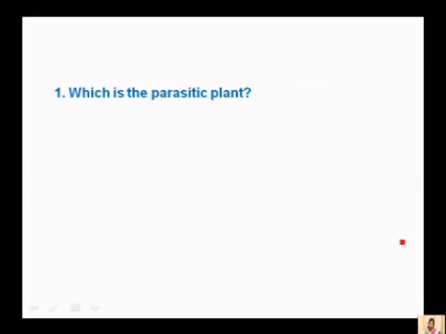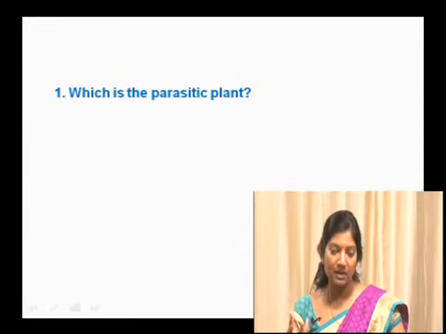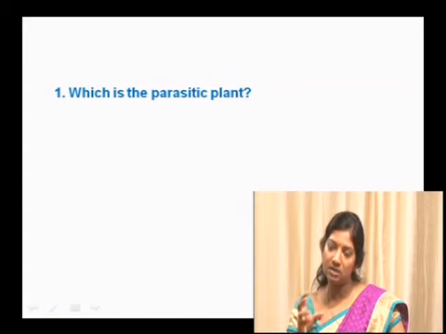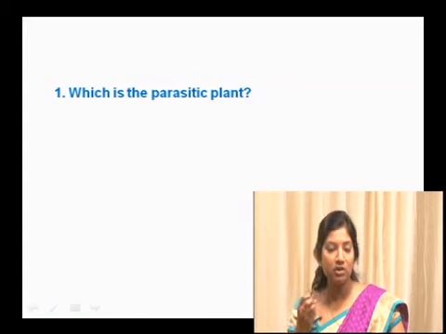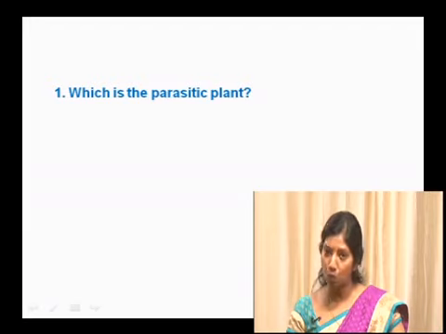Let us see the options. Before that, let me tell you what parasitic plants are. Parasitic plants are the plants which live on other plants, which we generally call host plants. On the host plants or on some other living organism, they keep on deriving nutrients which are prepared by the host, and they do not prepare food of their own. Such plants are called parasitic plants.